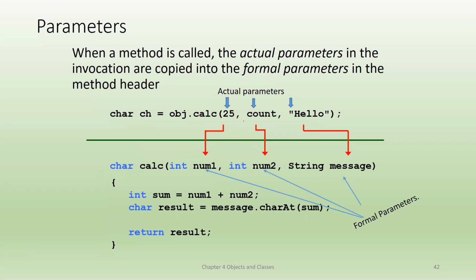Okay, another thing to remember, and this will be on your test, is these are called formal parameters because they are defining the function, the method. These are called actual parameters because they are the actual values that are being used in the function, in the method.